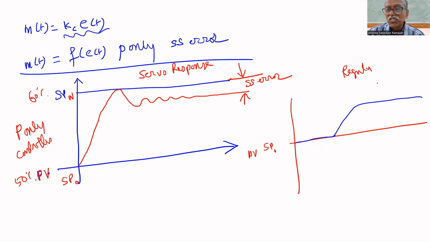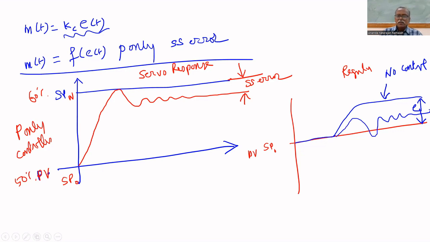So the error is how much? This is the error. Because there is no controller, when the disturbance came, the error came. No control. Suppose I am introducing a proportional only controller. The proportional controller tries to control, so it will oscillate and oscillate, and finally it will settle like this.